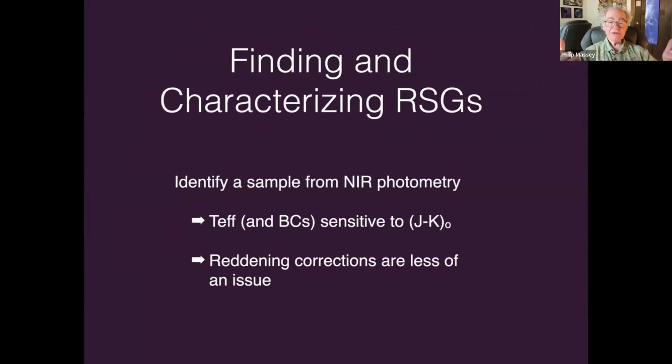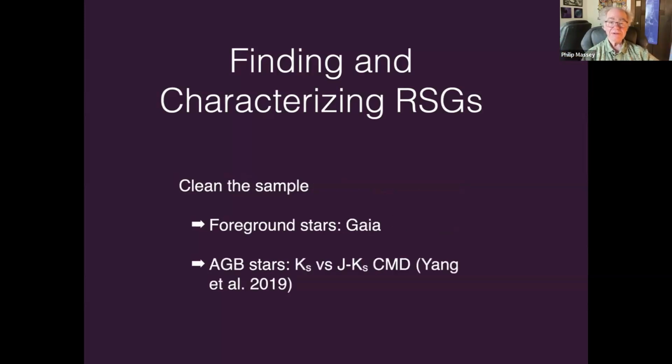So when we do this work, we first identify a sample from near-infrared photometry. And the reason we use near-infrared photometry is we don't want to just find red supergiants, but we want to characterize red supergiants. We want to understand their effective temperatures and their luminosities. And so for this, the near-infrared is great because the effective temperatures and the all-important bolometric corrections are sensitive to the near-infrared colors. And of course, reddening corrections are much less of an issue.